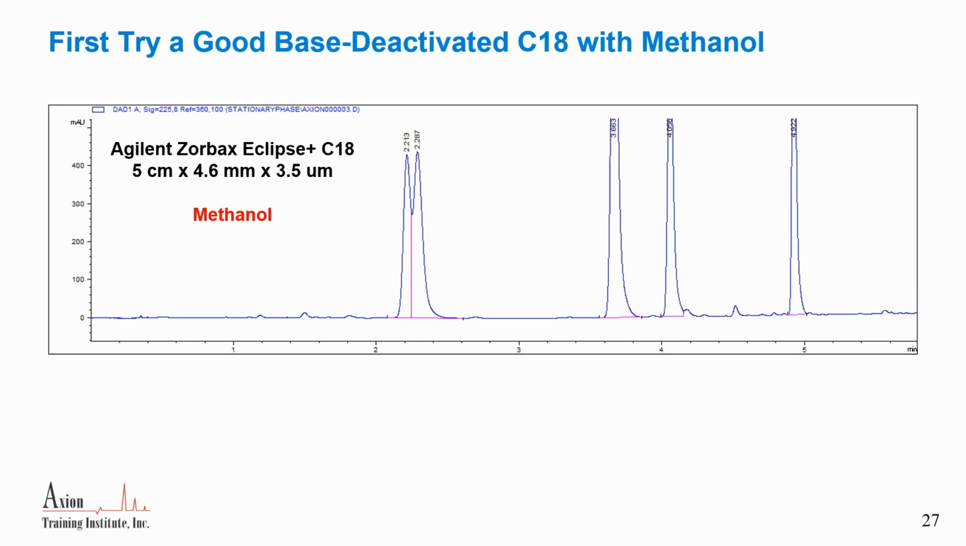That split peak is reasonably well retained. It's got a good capacity factor. I didn't measure exactly, but it's probably sitting at a capacity factor of 3 or 4. So we've given it plenty of time, but we just don't have the right chemistry. Okay, so C18 doesn't seem to work. So now let's go down that path.